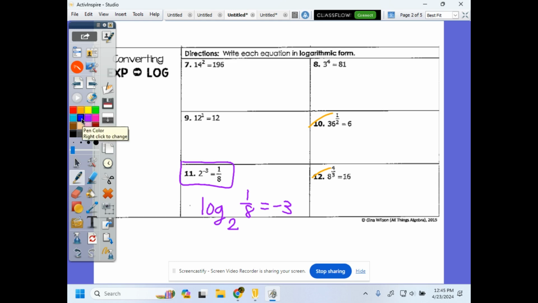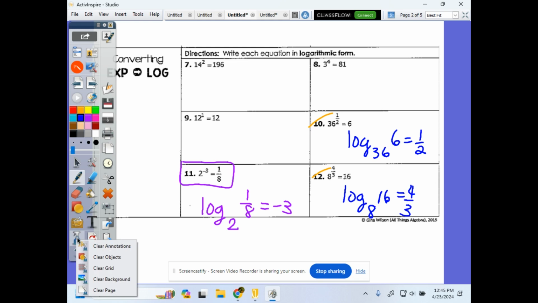All right, so this will give you log. The base here is 36. The answer is 6 is equal to 1/2. Here, log, the base is 8. The answer is 16 is equal to 4/3. And that's how you convert exponential to log form.